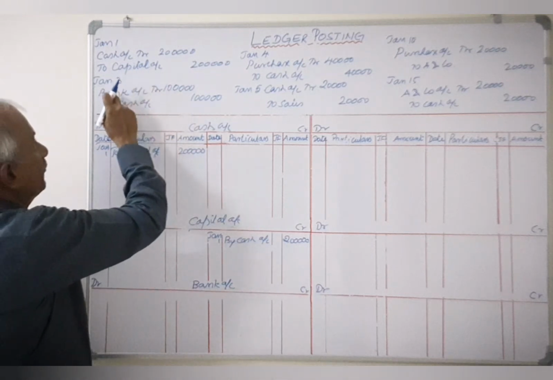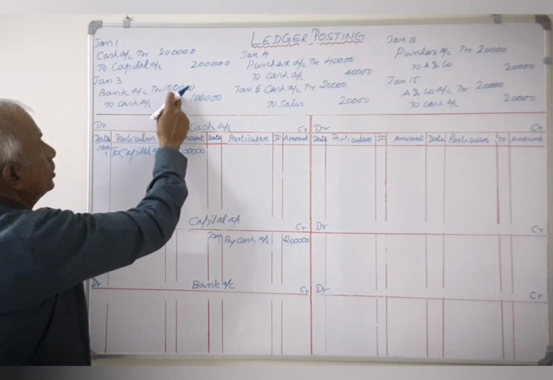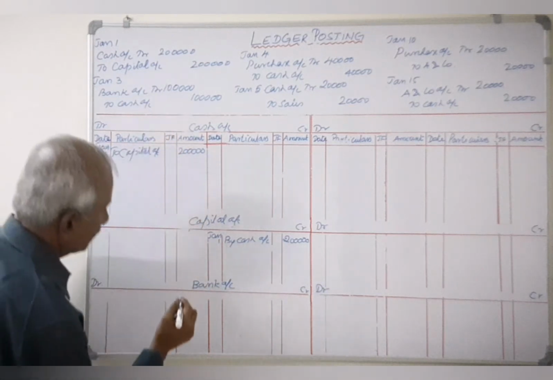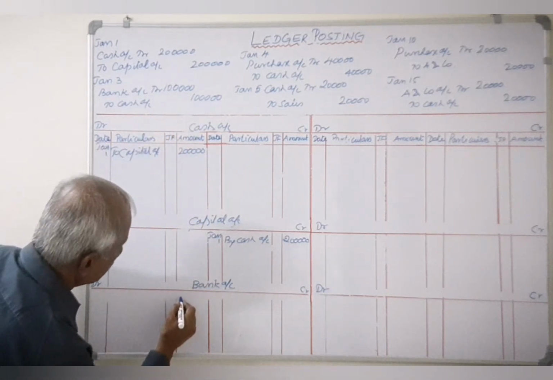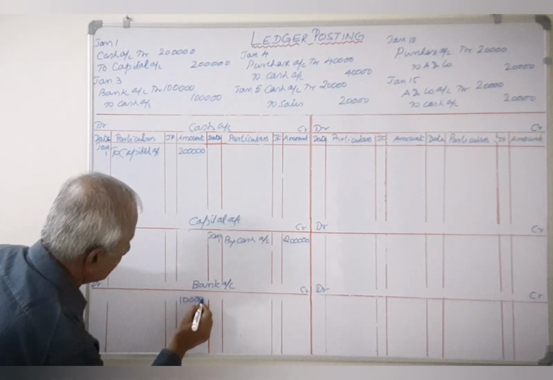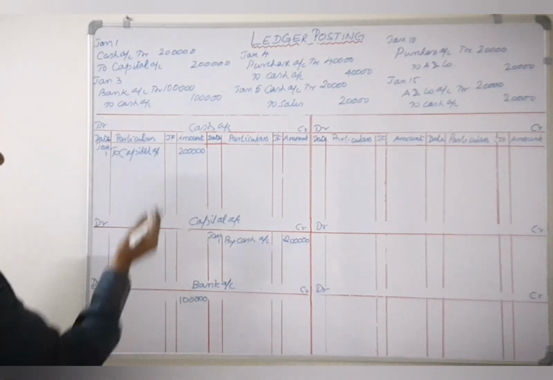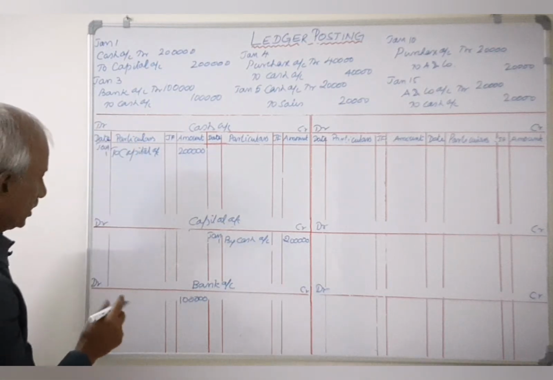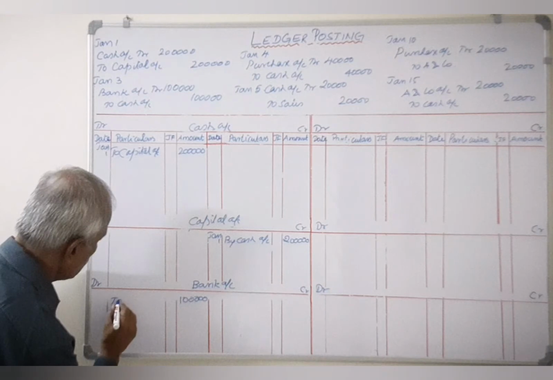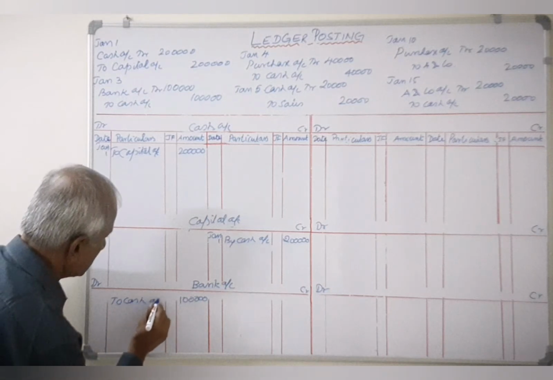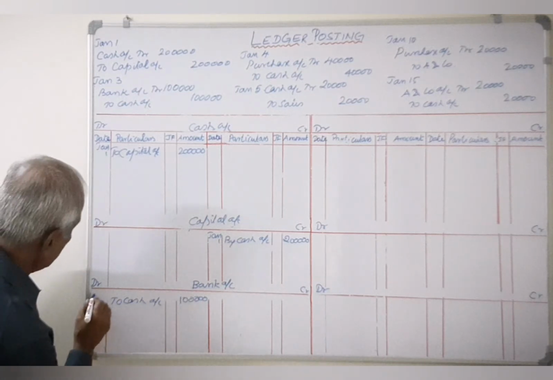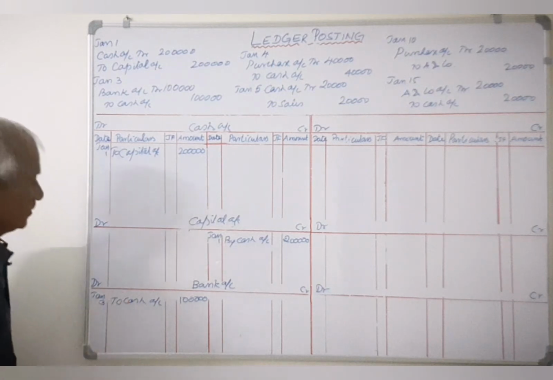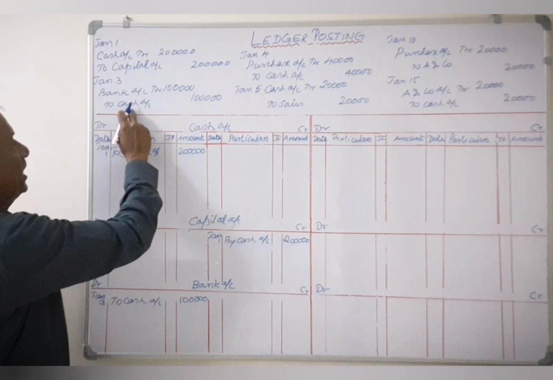On the debit side of the bank account, you have to record 1 lakh. So this is the bank account. On the debit side of the bank account, let us record 1 lakh in the amount column. Against it, you have to write the name of the account credited in the journal. So to cash account. Write the date January 3rd. Then the second account is cash account.